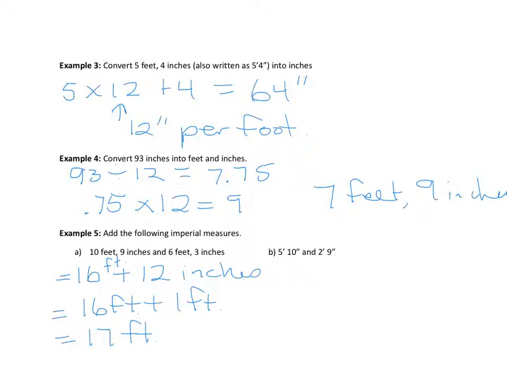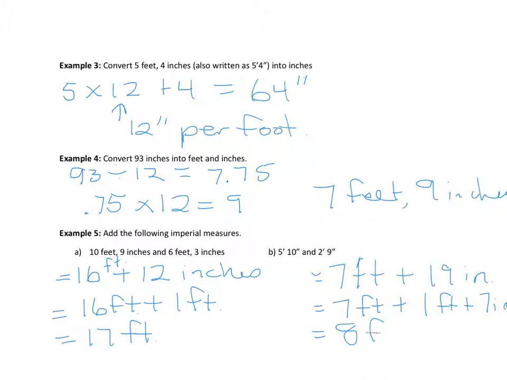If I add 5 feet 10 inches and 2 feet 9 inches, I get 7 feet plus 19 inches. So I'm going to look at that 19 inches and convert it to feet and inches. So now I have 7 feet plus, 12 goes into 19 once, so I've got plus 1 foot plus 7 inches. So now I have 8 feet and 7 inches.